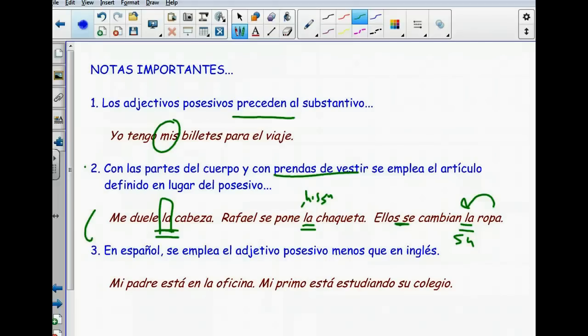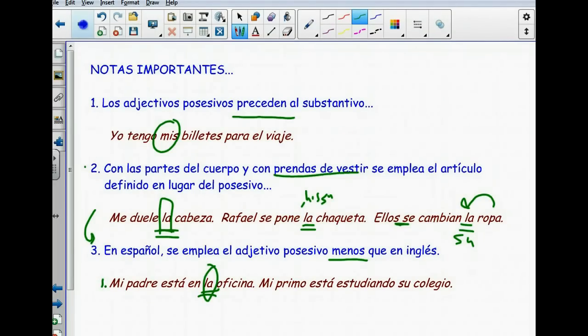And then that goes kind of right to número 3. En español se emplea el adjetivo posesivo menos que en inglés. In English, we use it all the time. In Spanish, there's a lot of times we don't use it. So, for example, my dad is in his office. Número 1 here, you say, mi padre está en la oficina. Even if the speaker means his and not the, generally we're going to use this definite article.